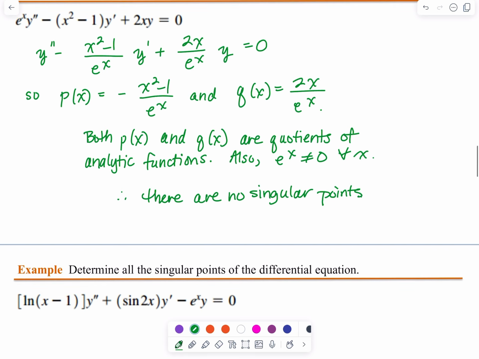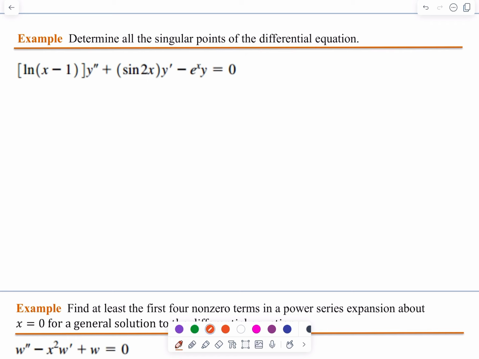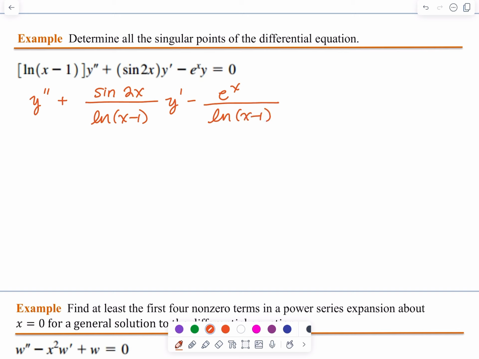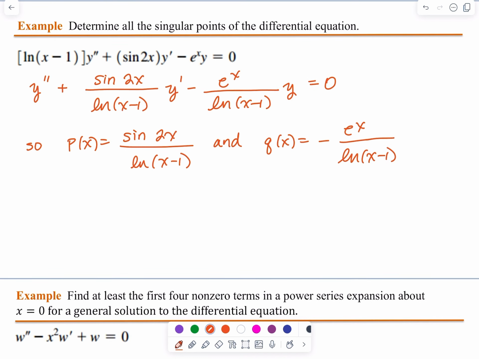Okay, let's look at our next example. So we have y double prime plus the sine of 2x divided by the natural log of x minus 1, y prime minus e to the x divided by the natural log of x minus 1, y is equal to 0. We can see here that we have p of x equal to the sine of 2x divided by the natural log of x minus 1, and we have q of x equal to the opposite of e to the x divided by the natural log of x minus 1. Now, we do have a quotient of analytic functions for both p of x and q of x.